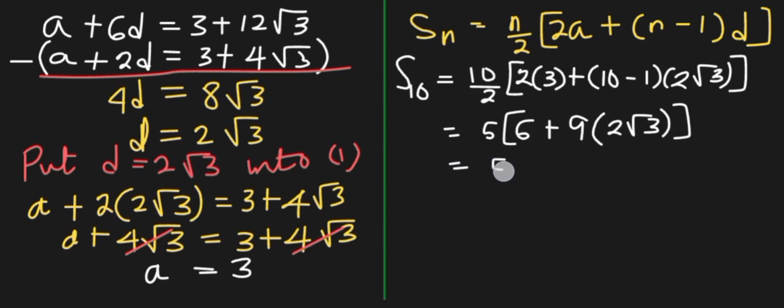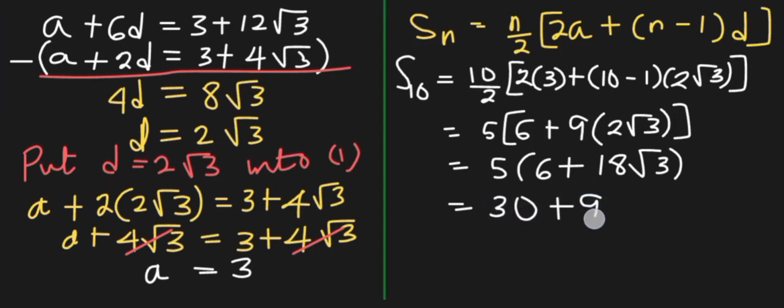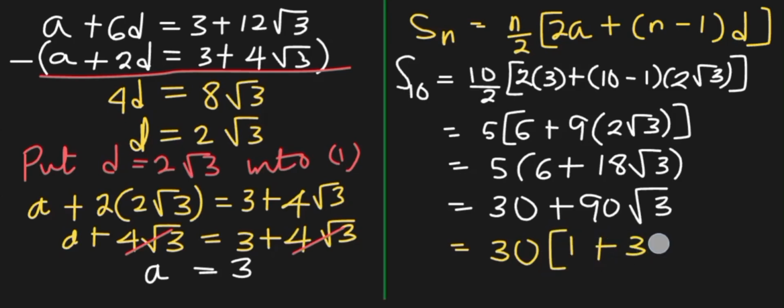Still simplifying, we have 5 times 6 plus 18 root 3 in brackets, which, using the distributive property, distributing 5 into the parentheses, we've got 30 plus 90 root 3 as the sum of the first 10 terms of the series. Or, with 30 being a common factor, we could actually factor 30 out to have the sum as 30 times 1 plus 3 root 3. Any of the two would do as the sum of the series.